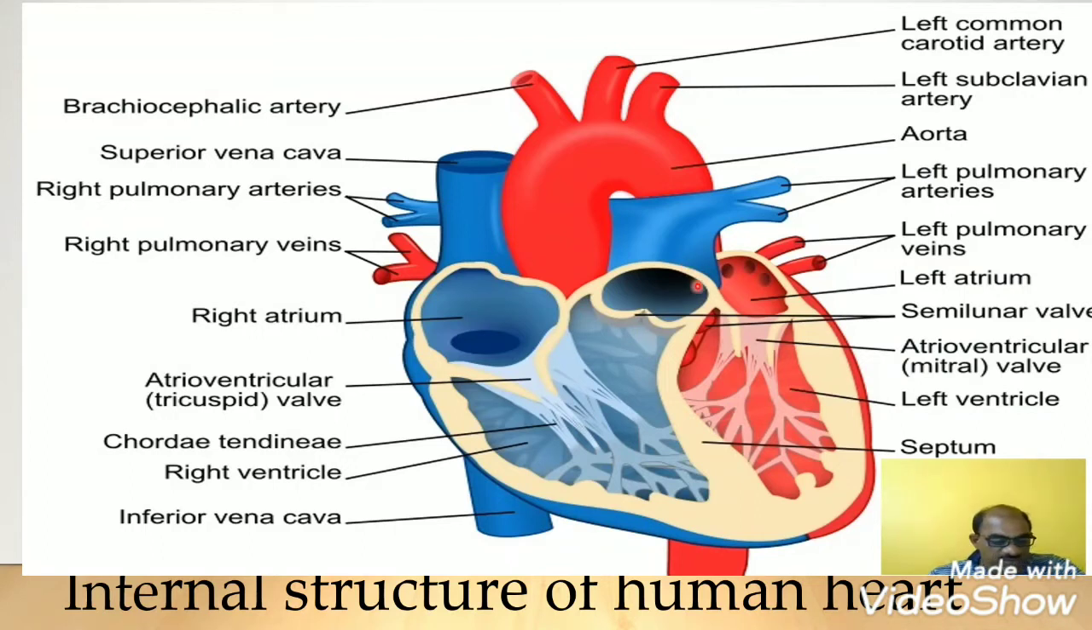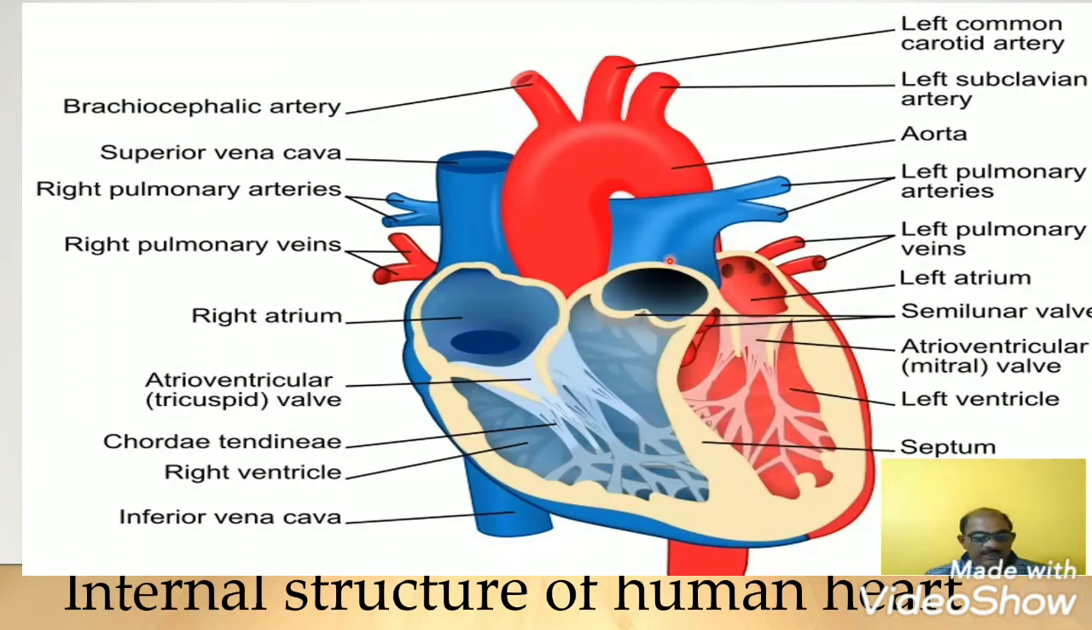And this fossa ovalis represents, in the embryonic heart, the foramen ovale. And this foramen ovale closes at the time of birth, and it leaves behind the fossa ovalis.